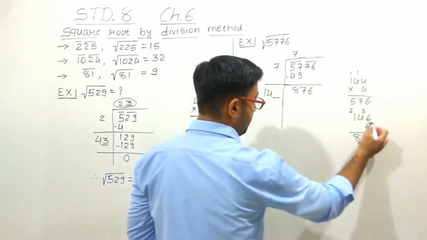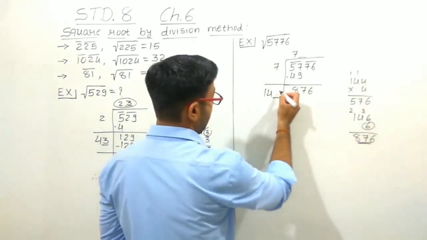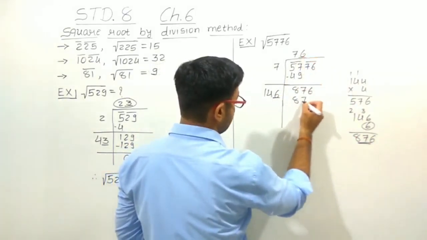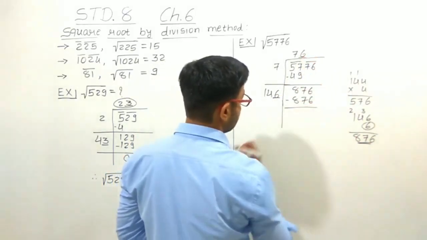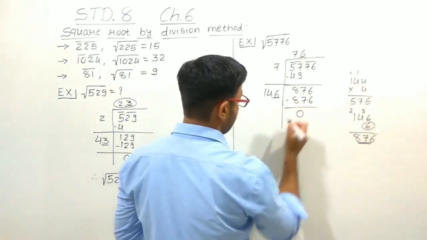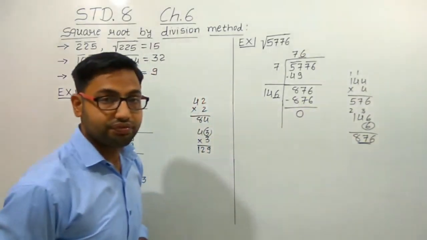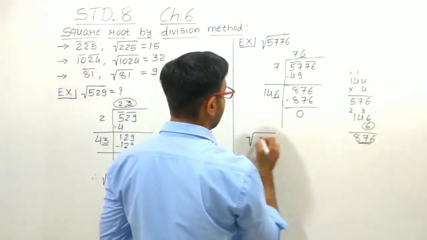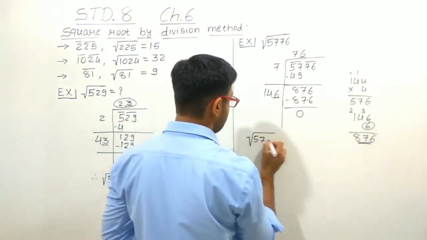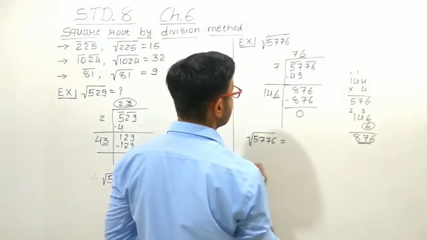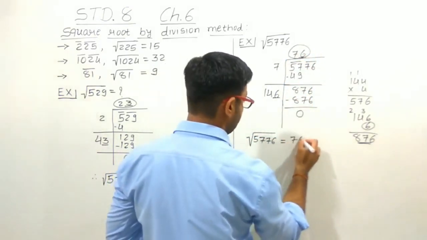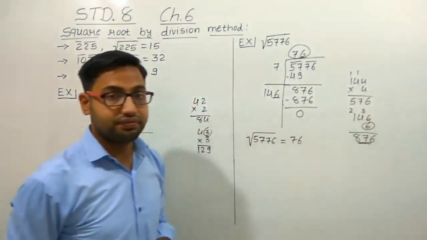So the digit we have to put here is 6. 146 times 6 is 876. So when we subtract, we get the remainder equal to 0. So now we can say that the square root of 5776 is equal to whatever we get as the quotient, that is 76.